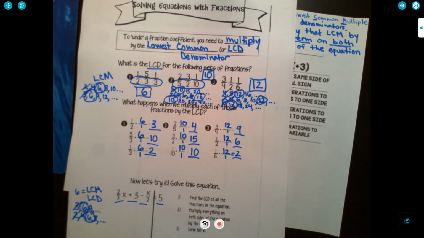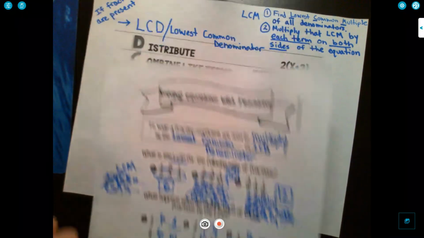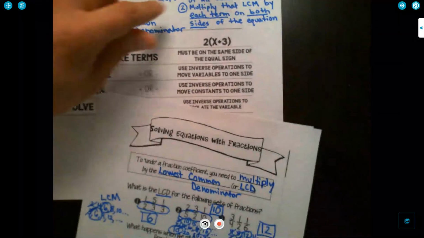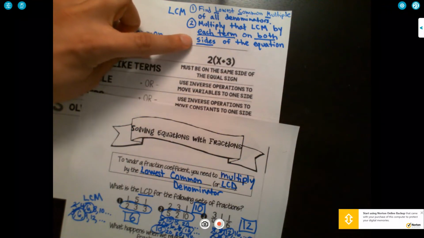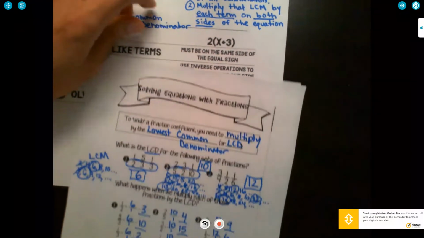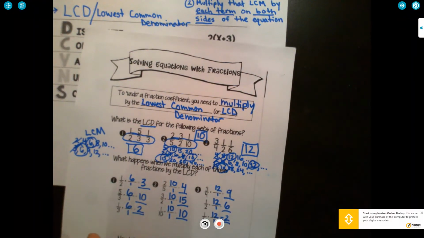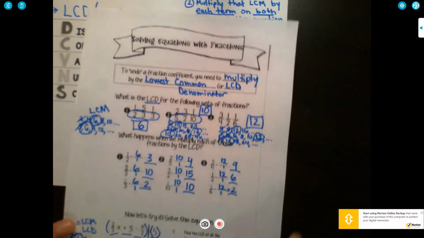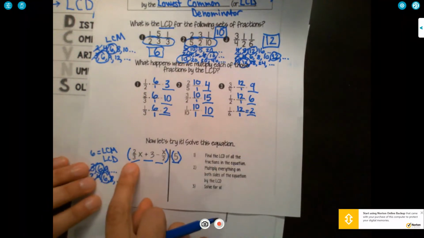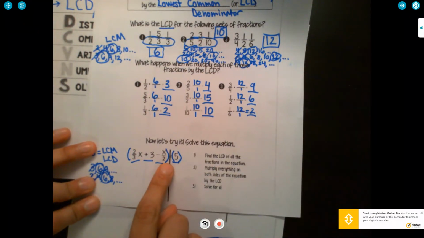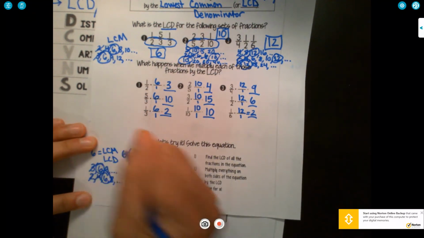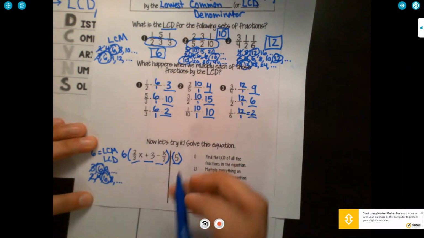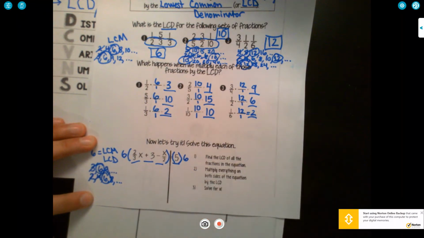All right, so it tells us here, we found the lowest common multiple. Great. Now it says to multiply that lowest common multiple by each term on both sides of the equation. So I'm going to have to create parentheses on both sides of the equation. Oops, move that up. So I wrote these parentheses in. What was our lowest common denominator? It was 6. So that means I'm going to multiply 6 on this side and 6 on this side.